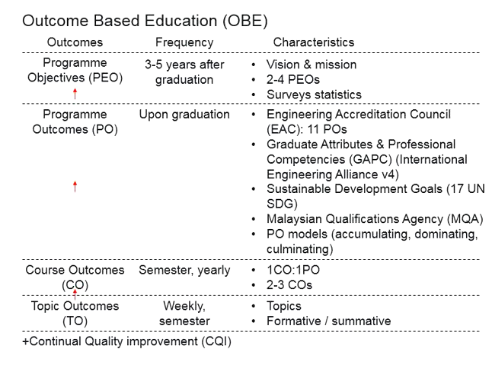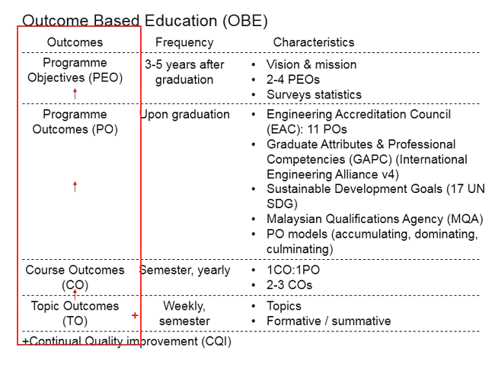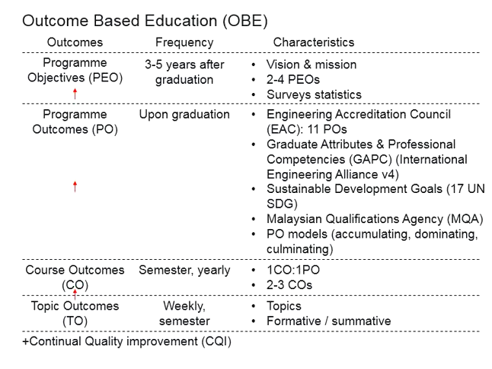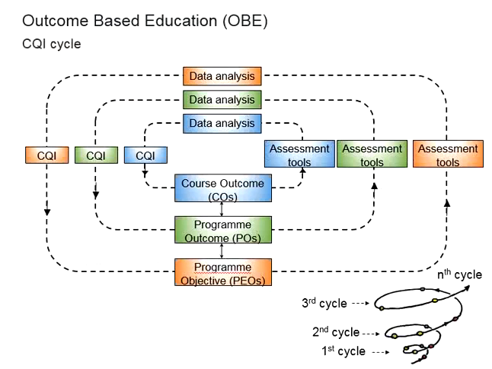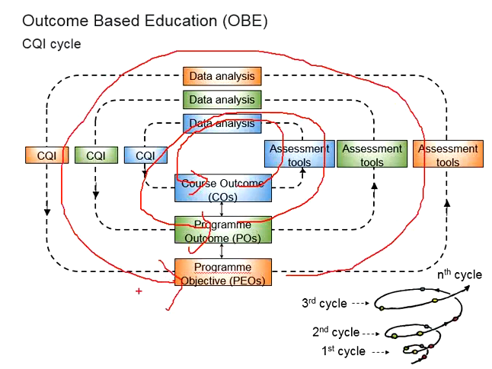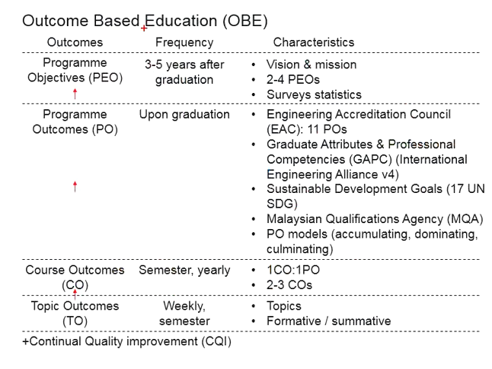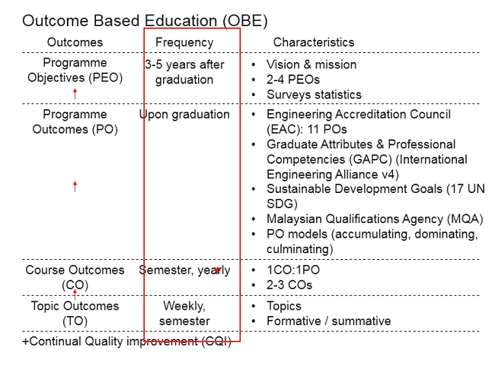In the previous videos, we talked about outcome-based education. There are various types of outcomes. Now, formal evaluations shall focus on the course outcome, program outcome, and program objectives. For each type of outcome, there will be one complete CQI cycle, and they are looping at different paces, as indicated by the frequency here.